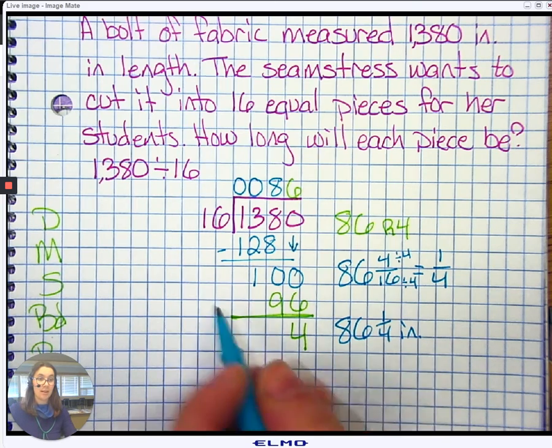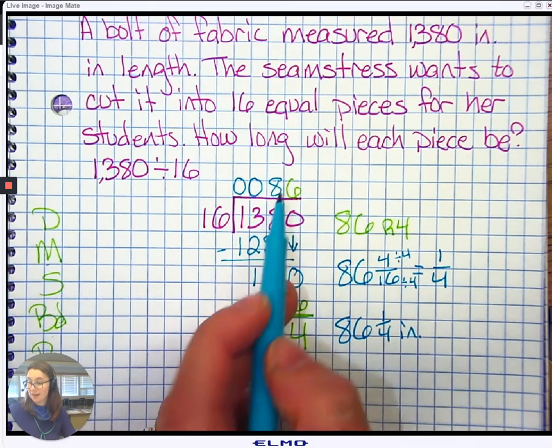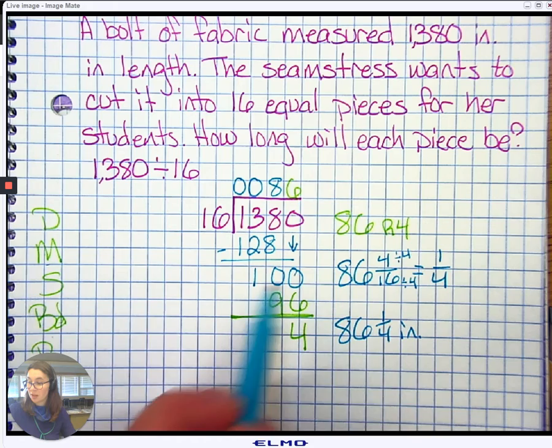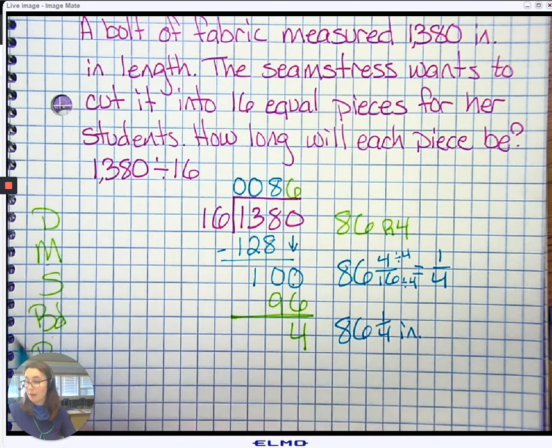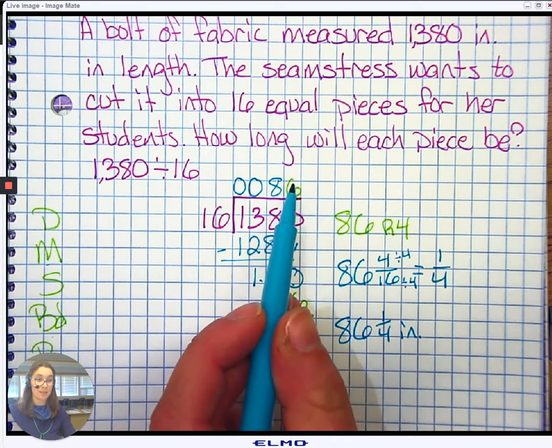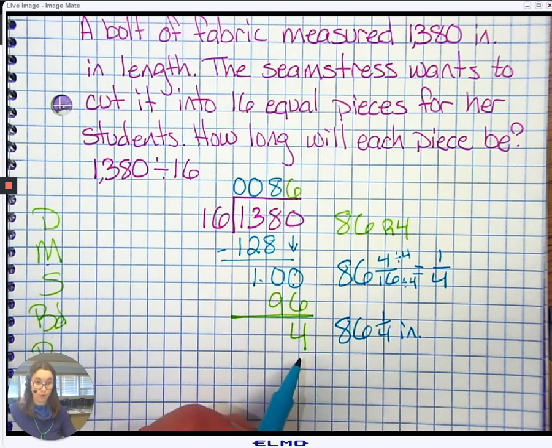Again, divide 16 into 138. Multiply. 8 times 16 is 128. Subtract. Get 10. Bring down the 0 and back up to divide. 16 into 100 is 6. 6 times 16 is 96. Subtract, and I get 4 for my remainder.